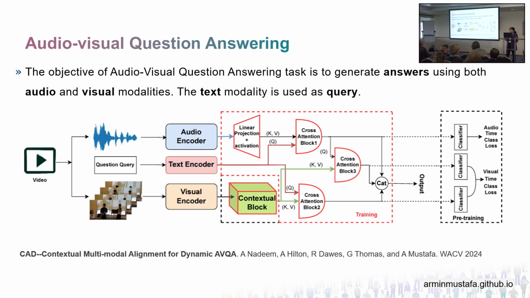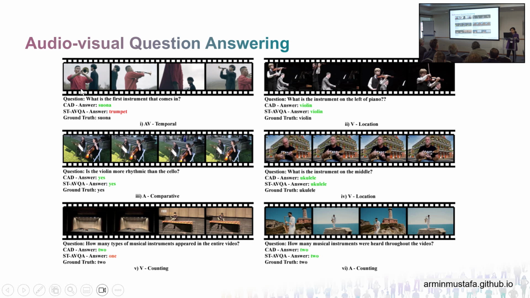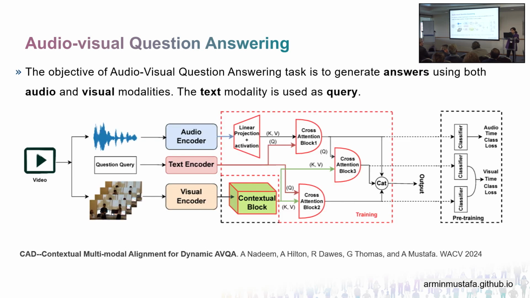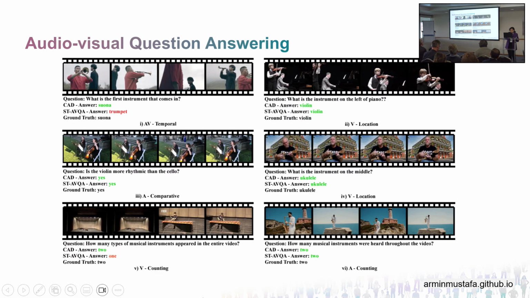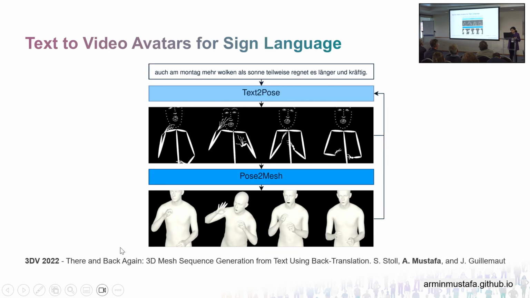And when you input this data to a network, it biases itself toward the video information, which is what we are observing here. In this video, actually there was a sauna being played at the back. But because the existing work was biased towards the video information, it generated trumpet as the output. But actually the output was sauna. And we balanced this information using this contextual block here. Okay. So again, as you see, even here, there were 2 people, which was the ground truth, and our model, CAD, generated a better output as well.